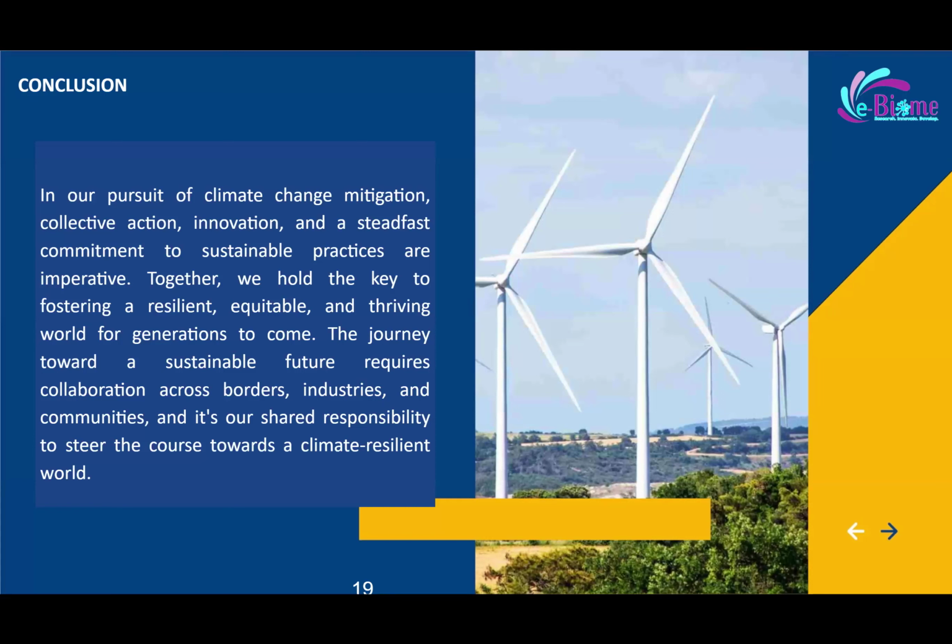So these are very important components that we must consider in our efforts to promote climate change mitigation. So together we hold the key to fostering a resilient, equitable, and thriving world for generations to come. And it is my earnest expectation that after watching this video, you get motivated enough to also make up your mind that you're also going to reduce your carbon footprint and contribute in your small, simple way to promote climate change mitigation. Thank you very much.